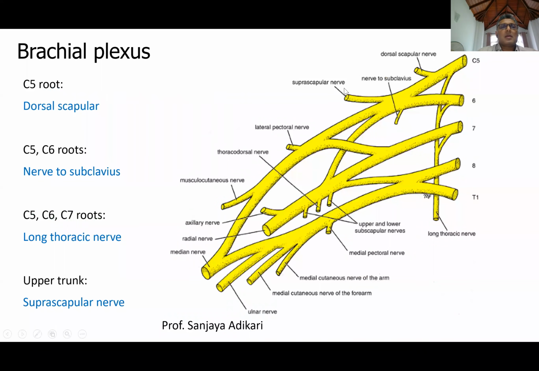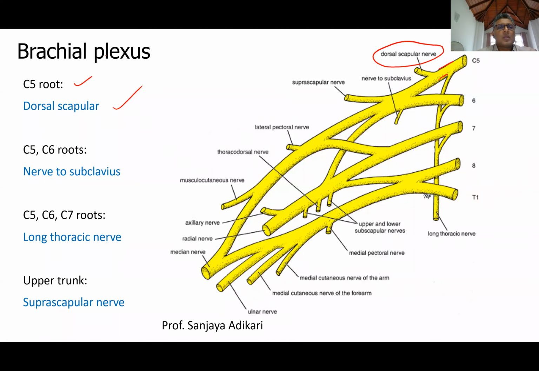Then if you look at the branches that you get from the brachial plexus before the cords are formed, certain branches are given. Now I said when it comes to branches from cords, you get 3, 5, 5 from the cords. But there are branches given before the cords are formed. Now this is how it happens. You get a nerve arising from the first nerve root, C5 nerve root here, which is called the dorsal scapular nerve. Therefore it carries C5 and it supplies the rhomboid muscles, rhomboid major and minor muscles.